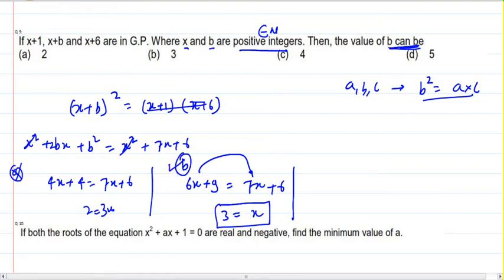And my job is done. I would not even go further from here because the question says what value can b take? Can it take value 3? Yes. That's it. Done. Can be, could be. If you have answer options to work with, go for answer options.